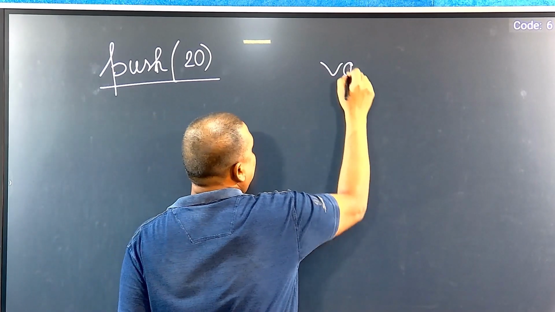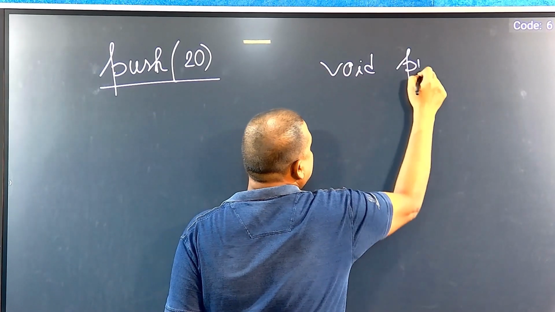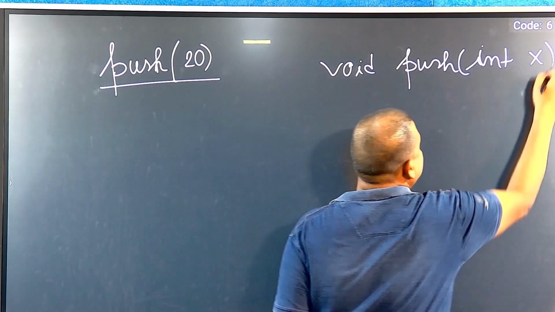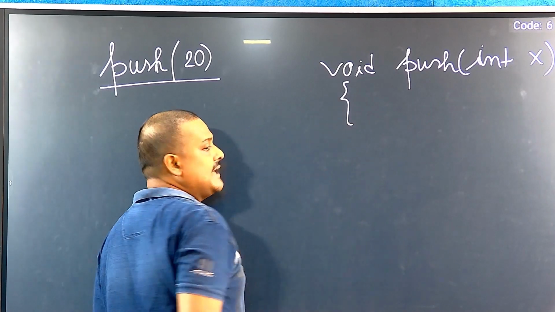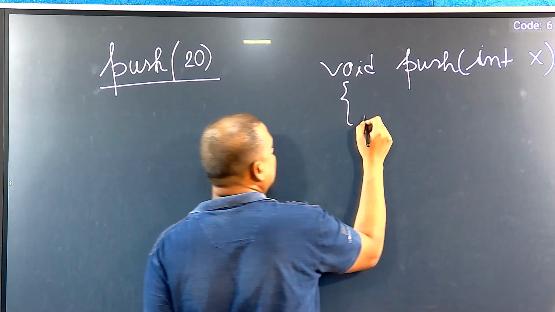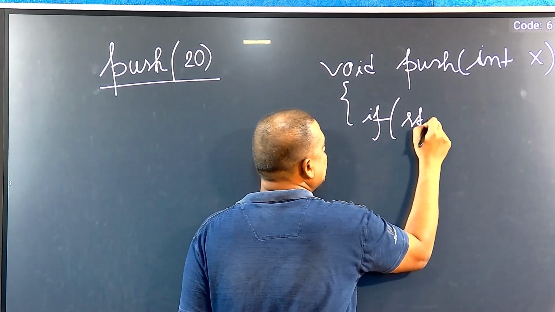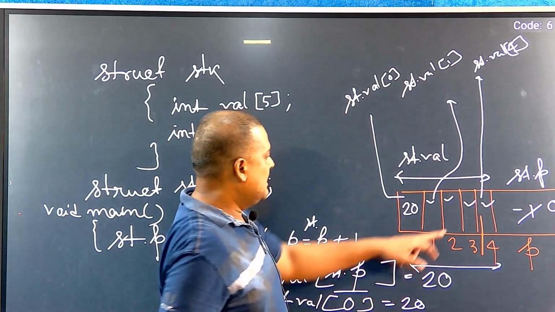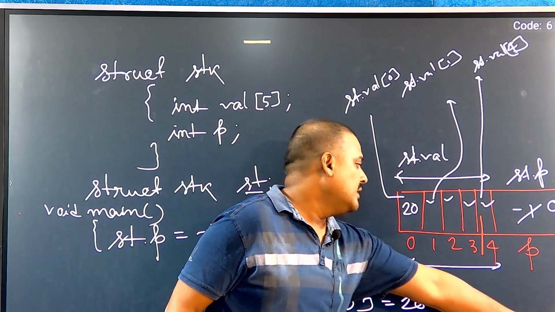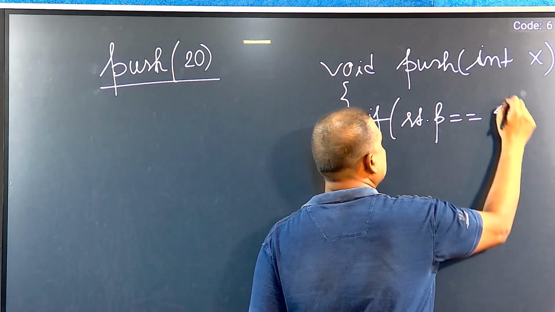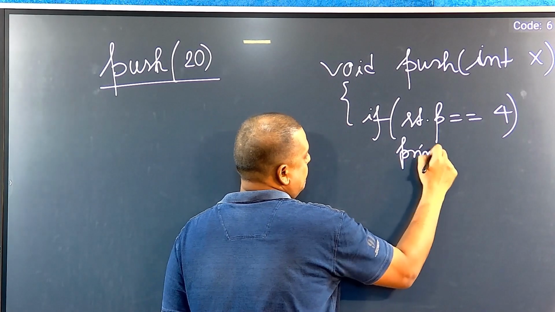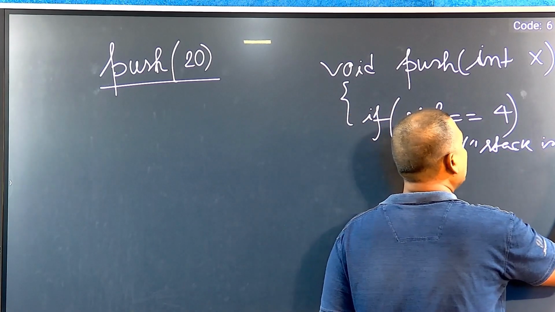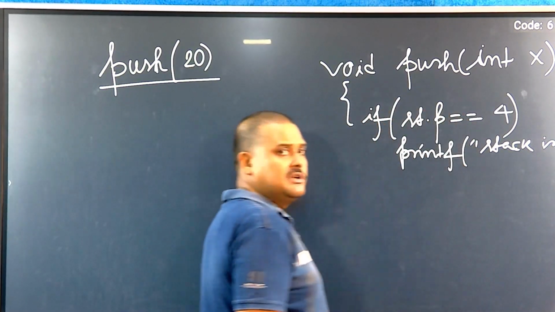So, we will write a void function, that is push. Here I am writing a variable int x. So, when we are able to insert some value, if st.p equals what is our maximum value of p, that is 4. So, if this value is 4, we will display printf "stack is full", or you can write overflow, whatever message you want to display.